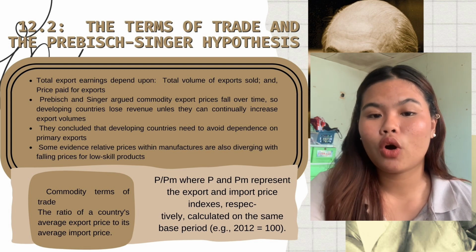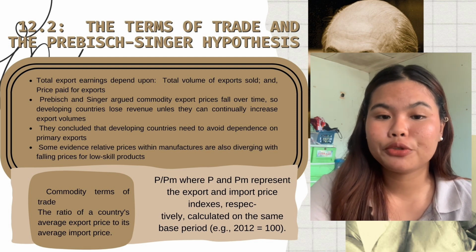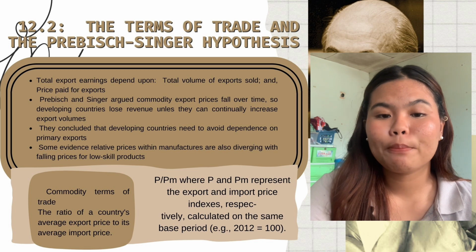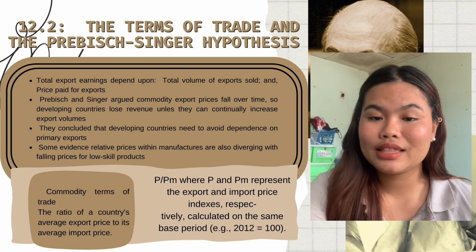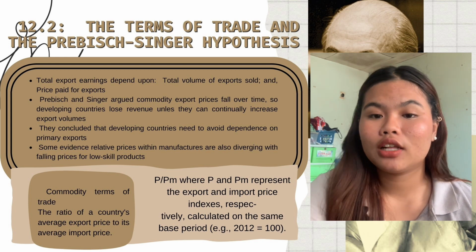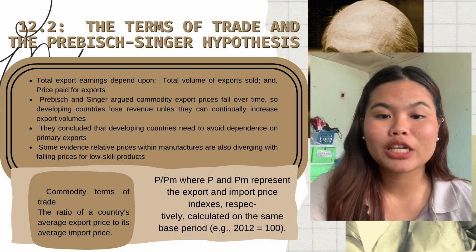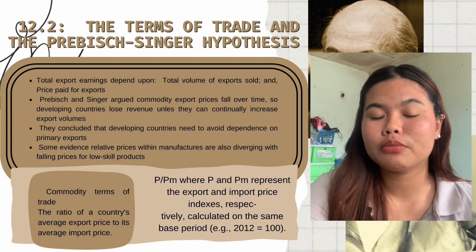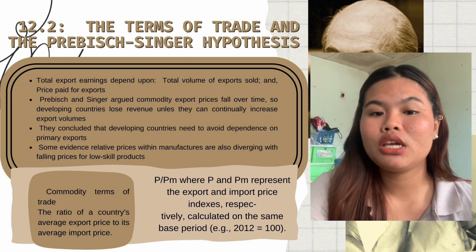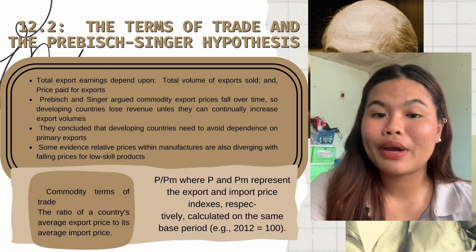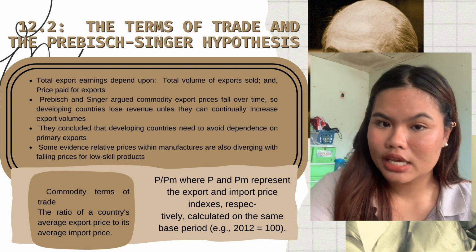This relationship is called the commodity terms of trade, and it is expressed as P_X over P_M, where P_X and P_M represent the export and imports price indexes, respectively, calculated on the same base period. The commodity terms of trade are said to deteriorate for a country if P_X over P_M falls. That is, if export prices decline relative to import prices, even though both may rise.